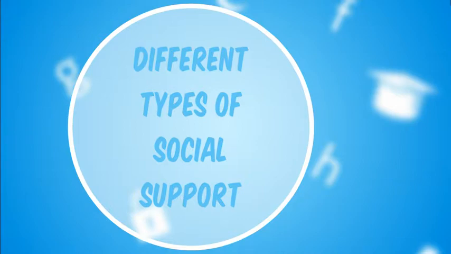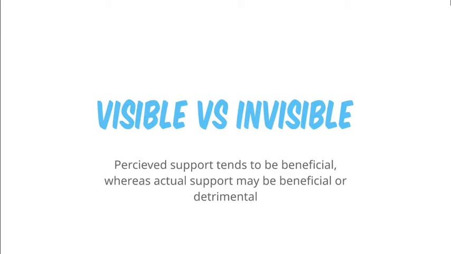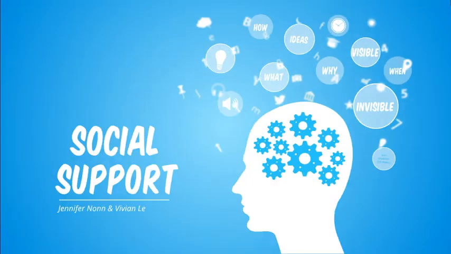So there are different types of social support: visible and invisible. Perceived support tends to be beneficial, whereas actual support may be beneficial or detrimental. So we're going to go through an example with Mary and John, who are in a relationship, and John is training for a marathon. Now, we know in order to train for a marathon, you need to run every day, work out, and practice.